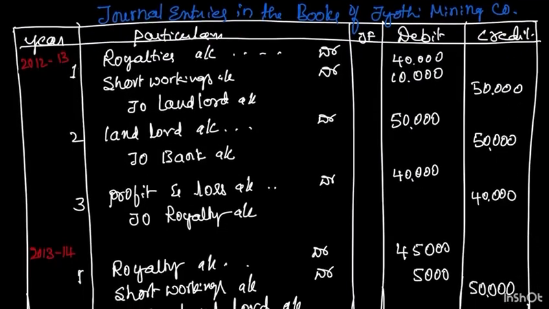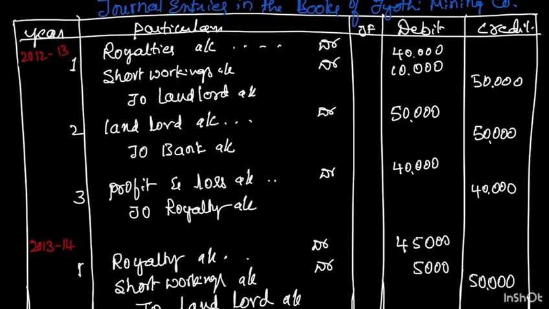So the journal entry comes like this: royalty account debit, short workings account debit, to landlord account. The narration is being the royalty due. So the due entry is taken here. Okay, and after that we have to make the payment of whatever the due is to the landlord. That's landlord account debit to bank account, 50,000. This 50,000, or the payment that you are going to make, is done based on the royalty payable. The last column that we have written now, that is to be considered.